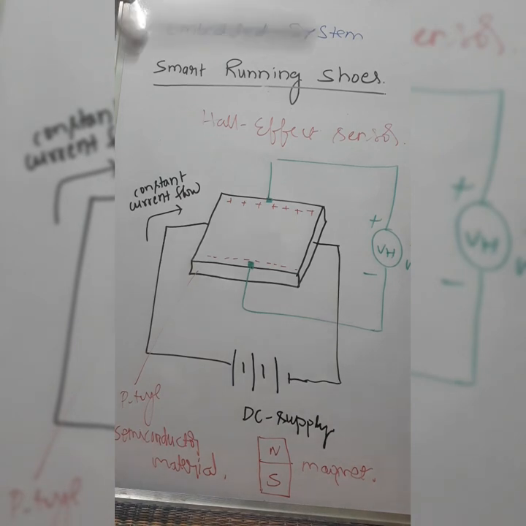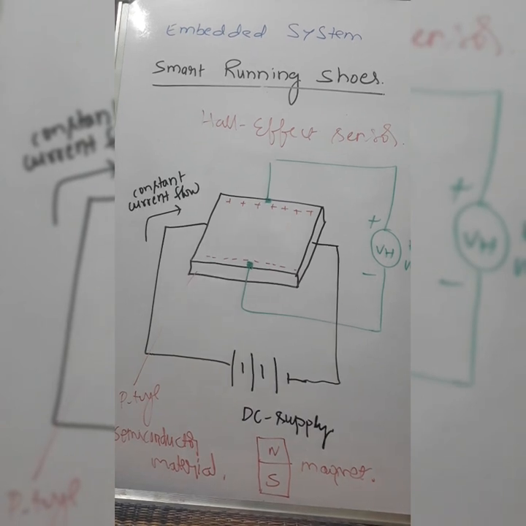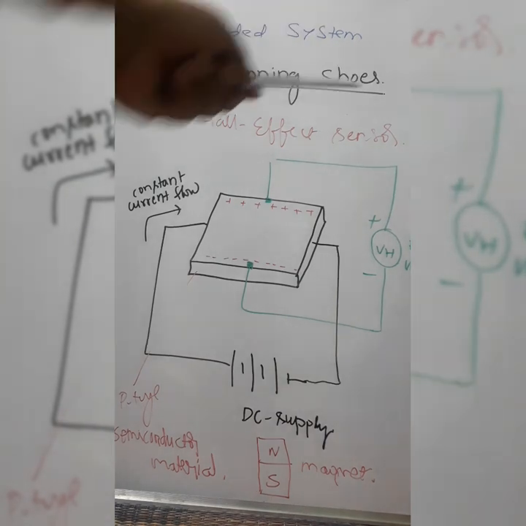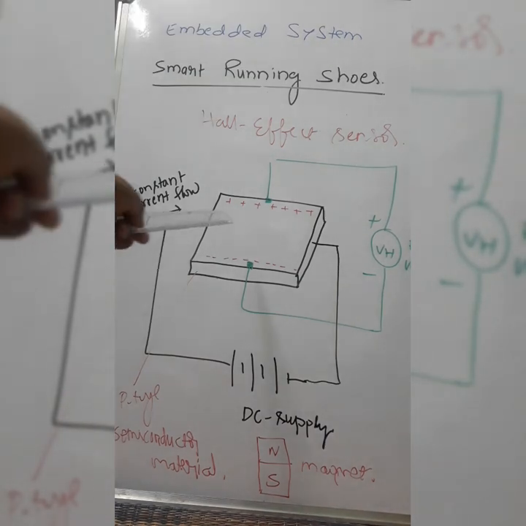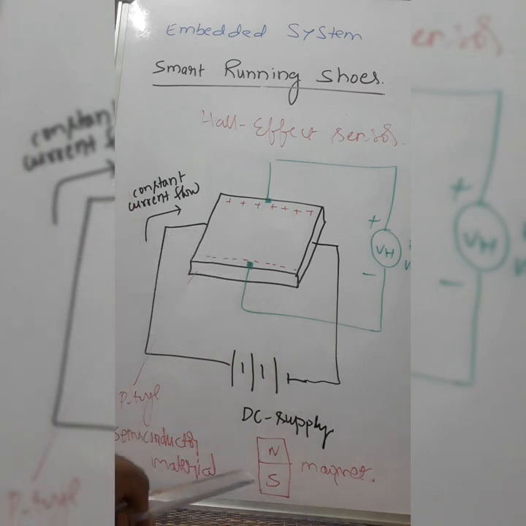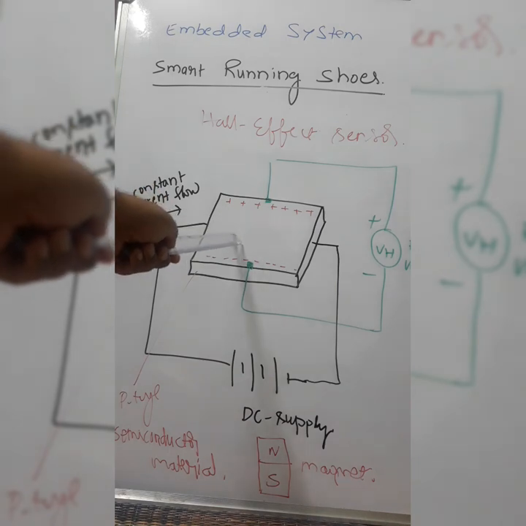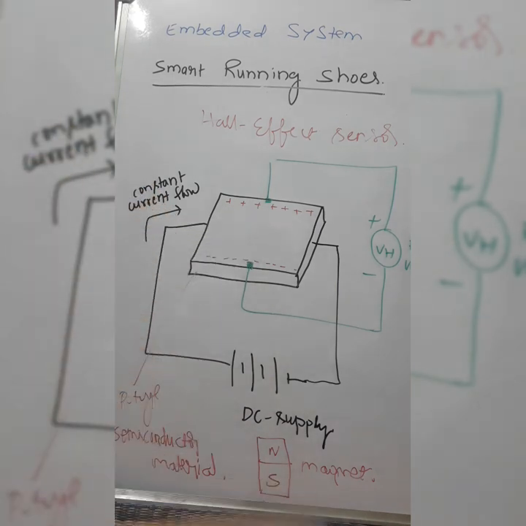An interesting application of an embedded system is the smart running shoes. It is a case study, and the running shoe is developed by the Adidas shoe making company. It adopts a Hall effect sensor. That means the sensor will be at one end of the cushion, and the magnet will be at the other end of the cushion. So in between this Hall effect sensor and the magnet, the cushion will be there.